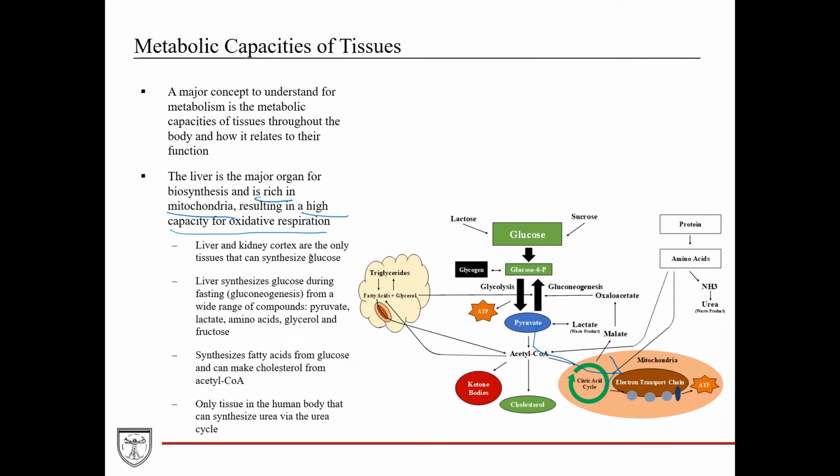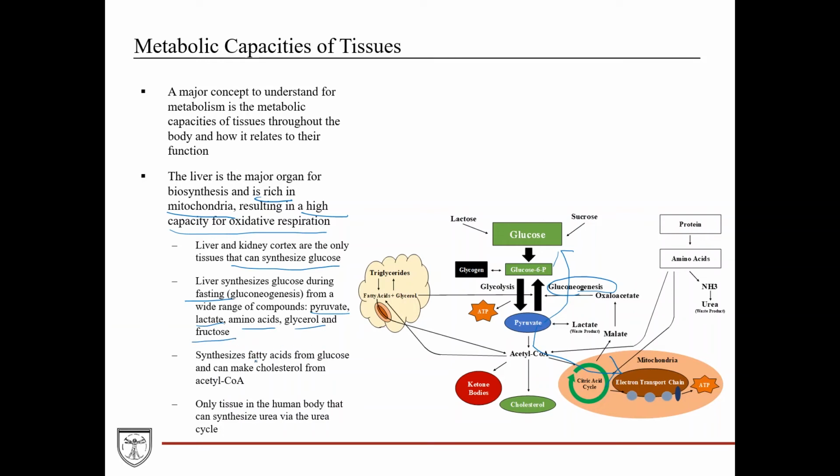The liver and the kidney cortex are the only tissues that can synthesize glucose via gluconeogenesis. So that's where you take precursors such as pyruvate or other molecules, and you produce glucose. And in the liver, glucose is actually produced to be used for peripheral tissues. So I think we say that here. Liver synthesizes glucose during fasting from a wide range of compounds such as pyruvate, lactate, amino acids, glycerol, and fructose.